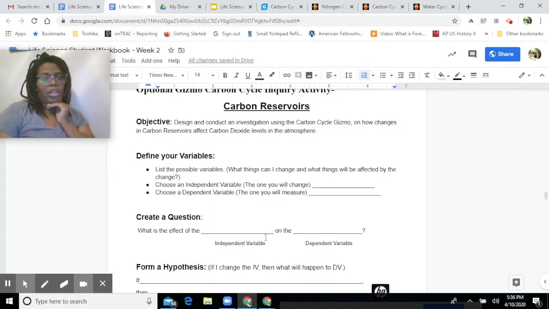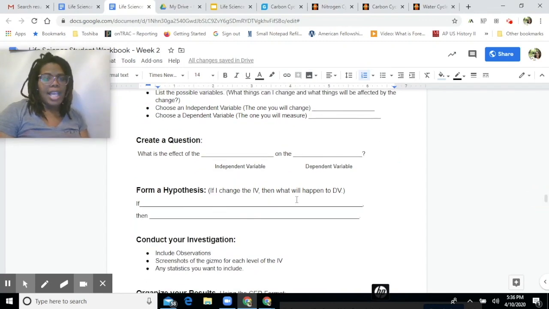Then you're going to come up with your question. What is the effect of the IV? So you type your IV from here, there, and your DV on the DV. Some of my students say the effect of the IV on the DV. So same thing. And then you're going to form your hypothesis. If the independent variable, whatever it is, increases or decreases, then the dependent variable, whatever you're measuring, how do you think that's going to change?